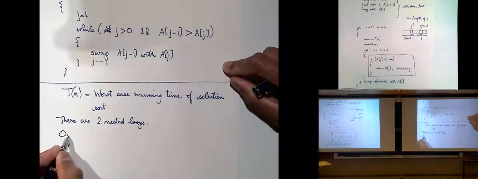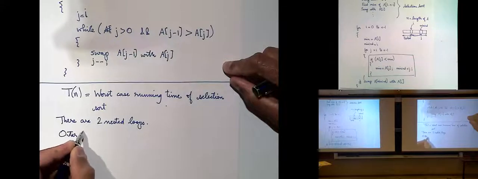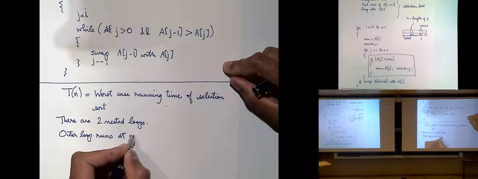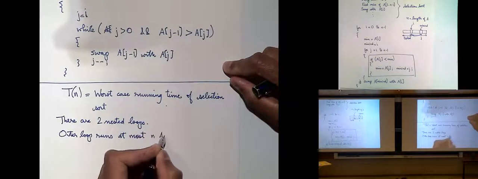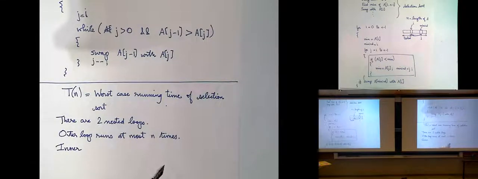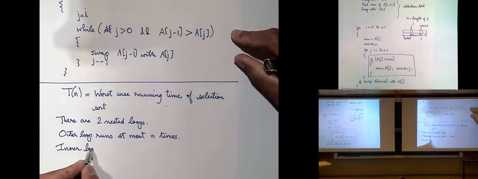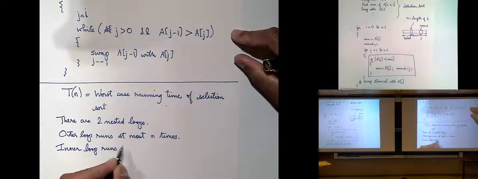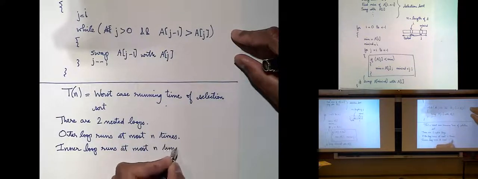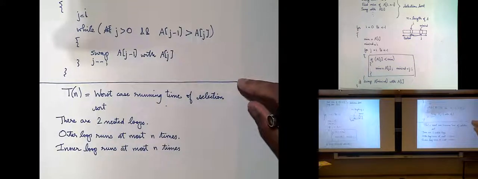The outer loop runs at most n times. It runs actually exactly n times, but if it's exactly n times, it implies it's at most n times. The inner loop runs at most n times. Right?